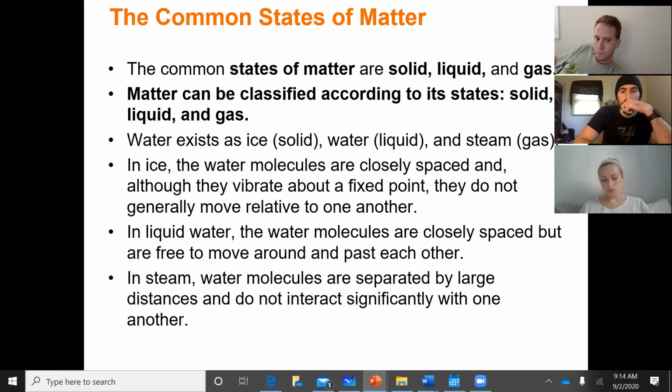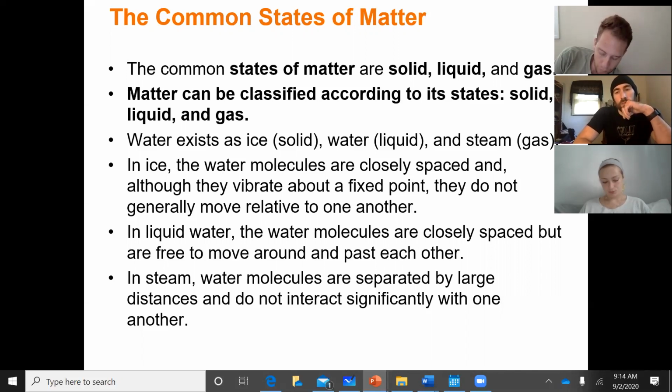All right, let's go over that. The common states of matter. When we're talking about matter, there are three states: solid, liquid, and gas. There is actually a fourth state of matter, known as plasma, and a lot of the universe is actually composed of plasma. But we aren't going to talk about plasma in this class.